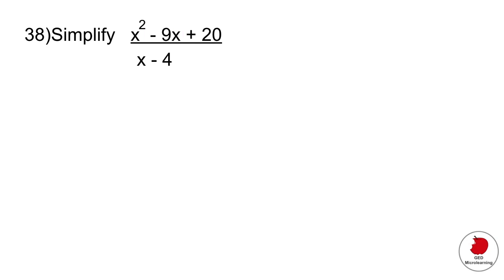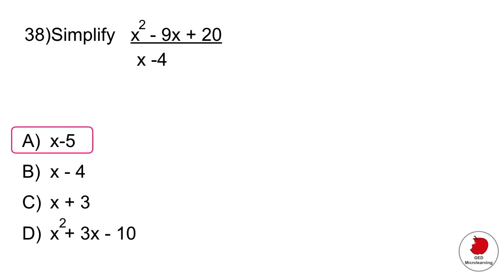So if we take our equation and we factor it out like that, now you can see how simple this is, right? All you have to do is cross these out. That gives you x minus 5. Correct answer is A.